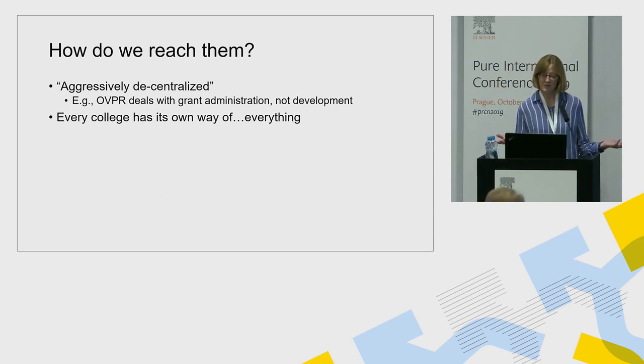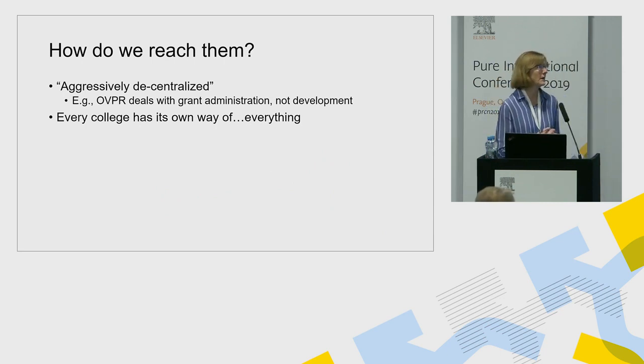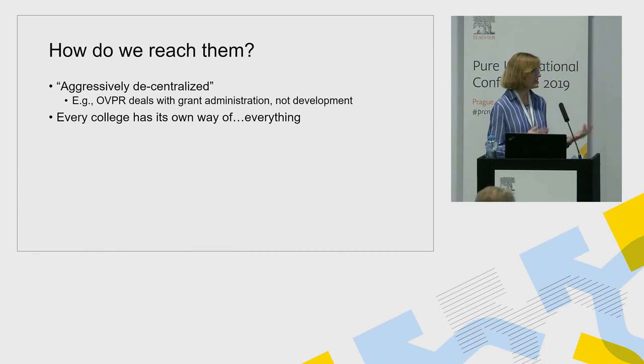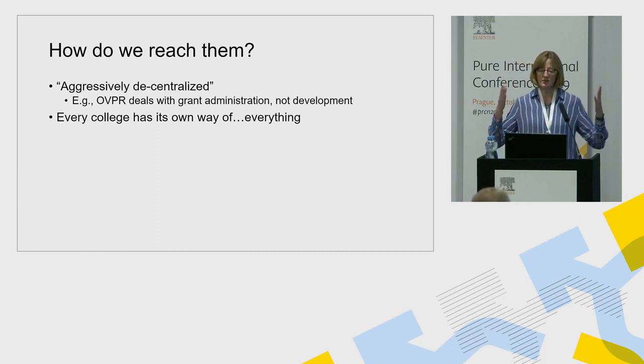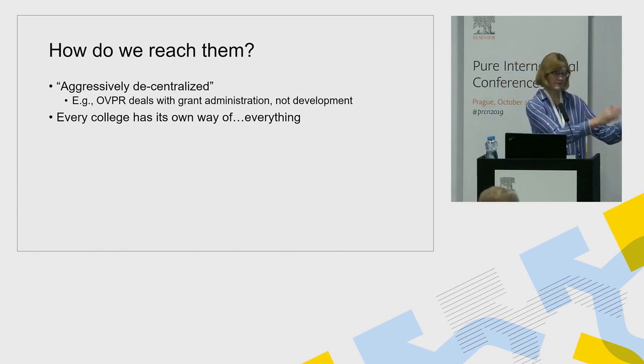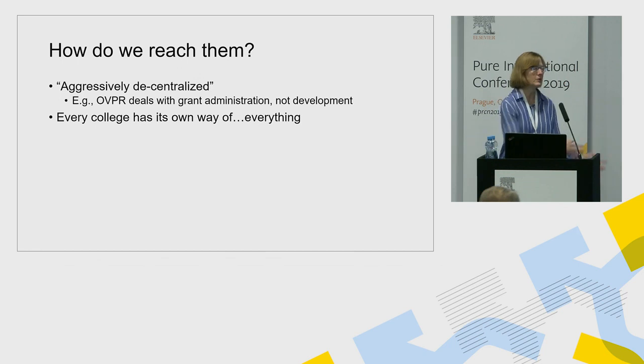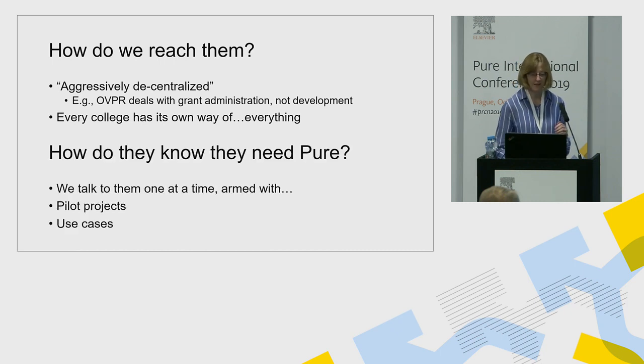A little bit more about the University of Minnesota. I like to say we are aggressively decentralized. No one wants to do the same exact thing as anybody else. OVPR, our research office, they deal with grant administration, applying for the grant, getting the money, taking care of the money. They don't really deal with development. Instead, every college has its own grant development person who's looking for putting together groups of people to apply for a grant and that sort of thing. OVPR does purely the administrative stuff.